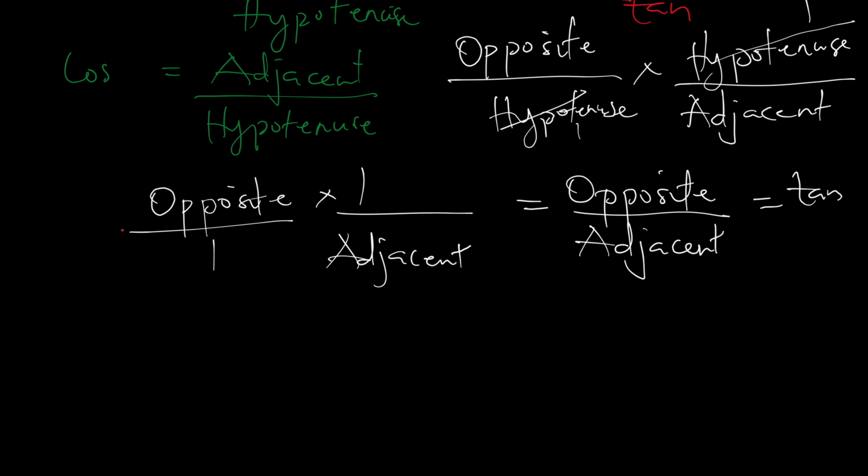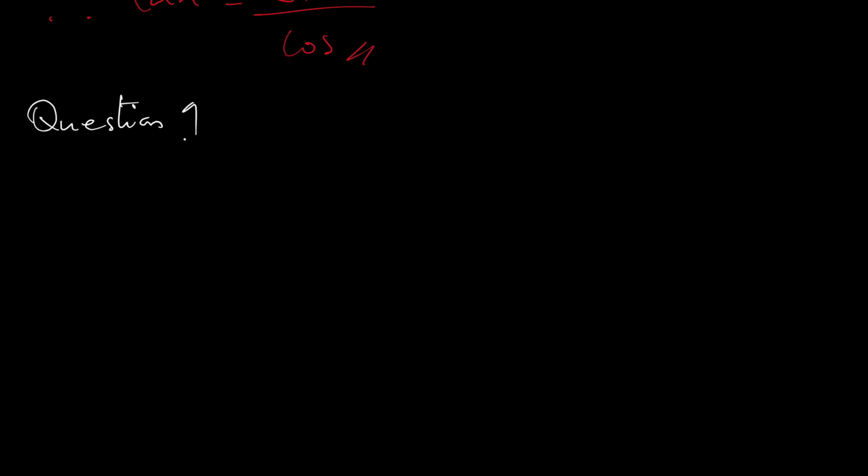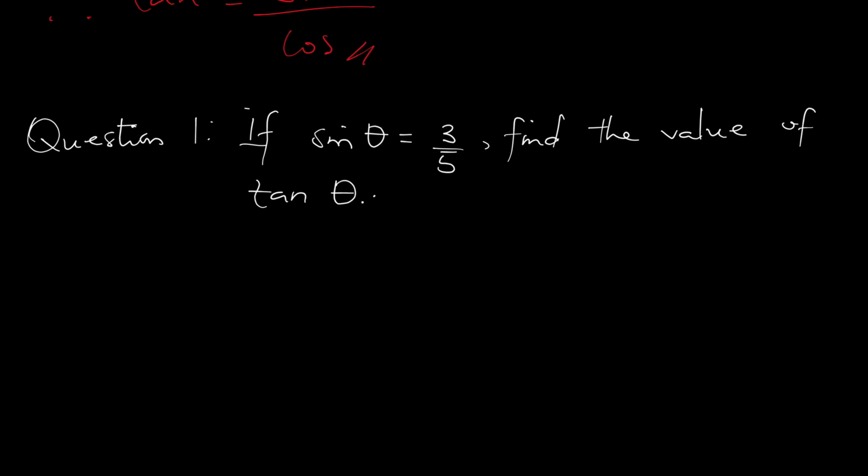This shows that tan is equal to sine over cos. Now with that being said, let's take a question. Question 1. If sine theta is equal to 3 over 5, find the value of tan theta.